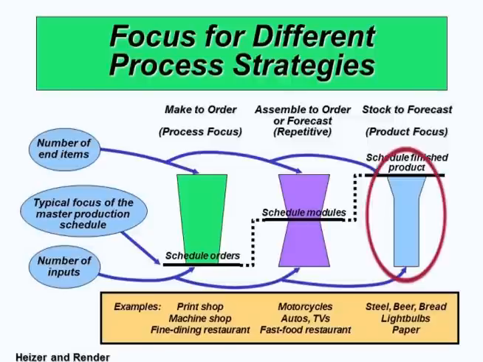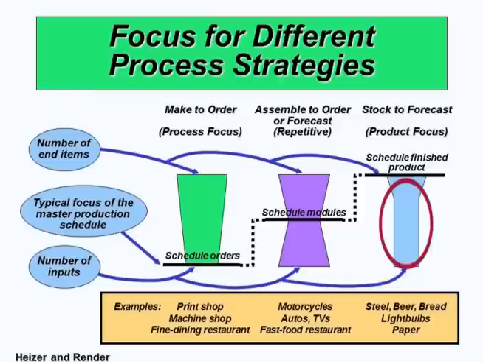Now let's go to this extreme here, where the scenario is make-to-stock, product focus, or we also call that stock-to-forecast instead of make-to-stock sometimes. So the examples here can be beer, light bulb, bread, steel, and so on, where the number of inputs again are relatively small. The commonality of these products is very high.